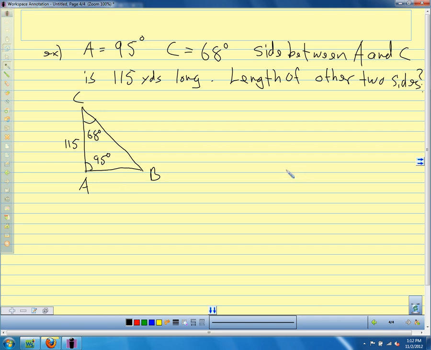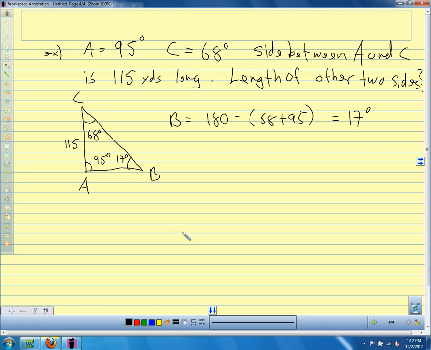And we want to find the other two sides. So what can we do? How can we go about this? Isn't this the same as the one we just did? Find the angle. So our angle B would be 180 minus 68 plus 95. So angle B is 17 degrees. So we can find our angle B.